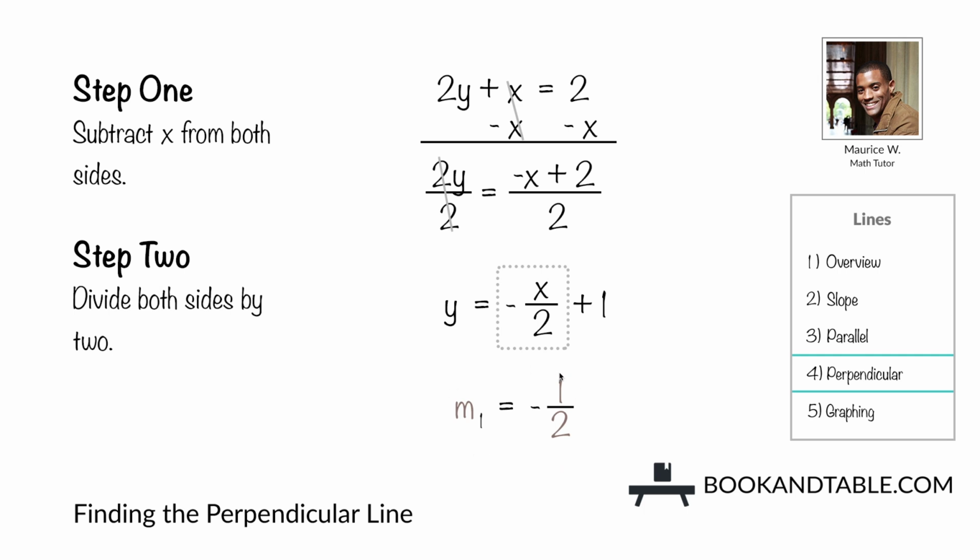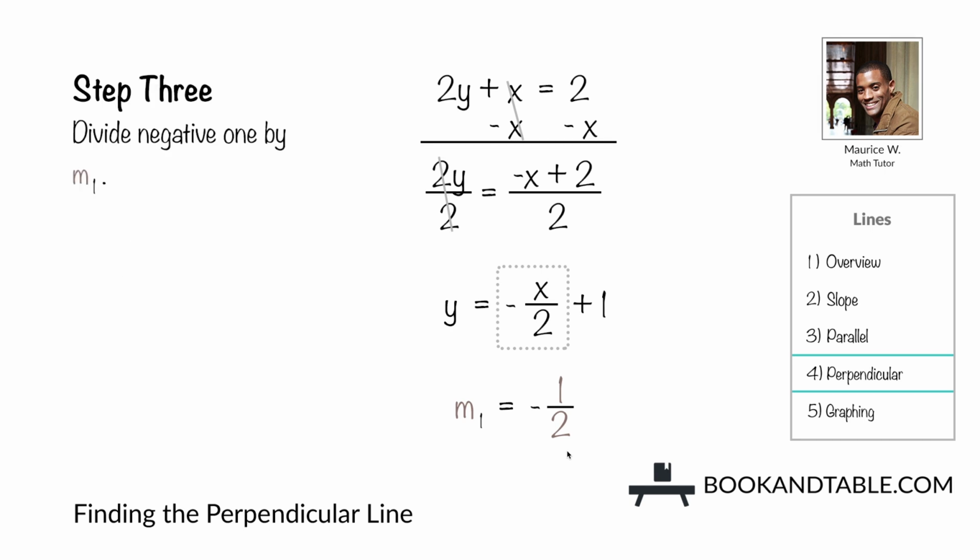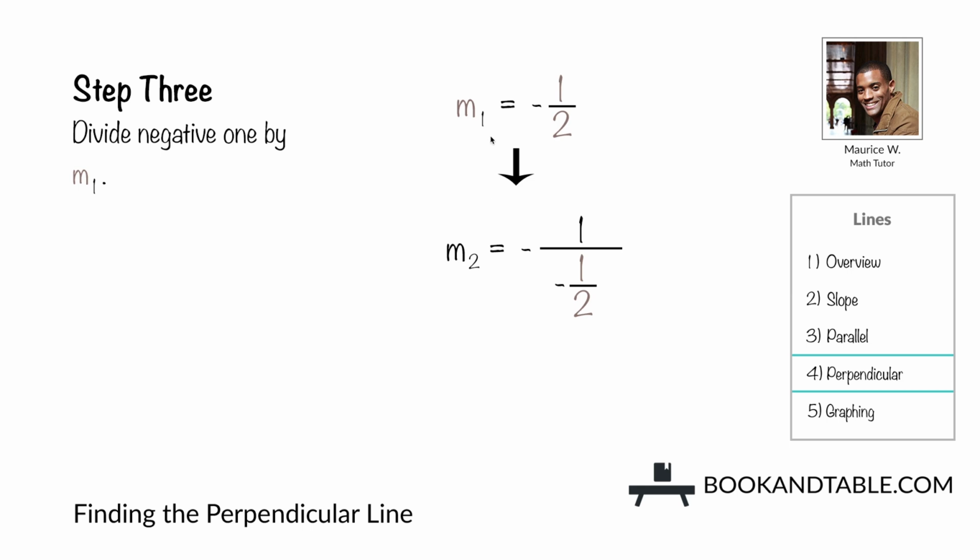And we can use this slope to then figure out the slope of the perpendicular line that we are looking for. So step 3, to figure out that slope, we want to divide -1 by m1, by -1/2. So when we divide -1 by -1/2, negative divided by negative is positive. And when you're dividing by a fraction, it is the same as multiplying this numerator by the reciprocal. So instead of 1/2, this is the same as 2/1. 1 times 2 would give us 2.